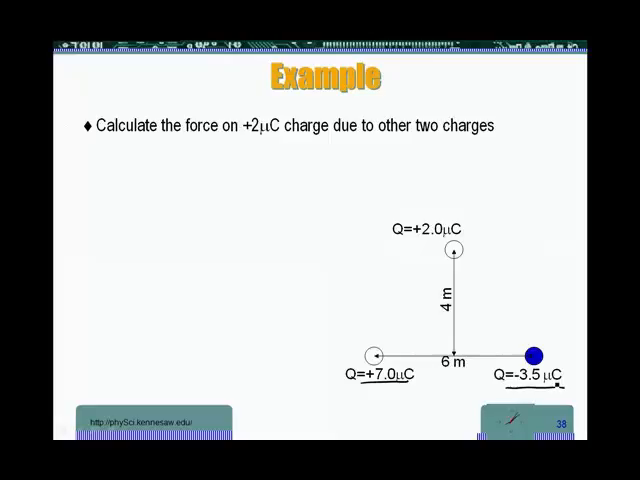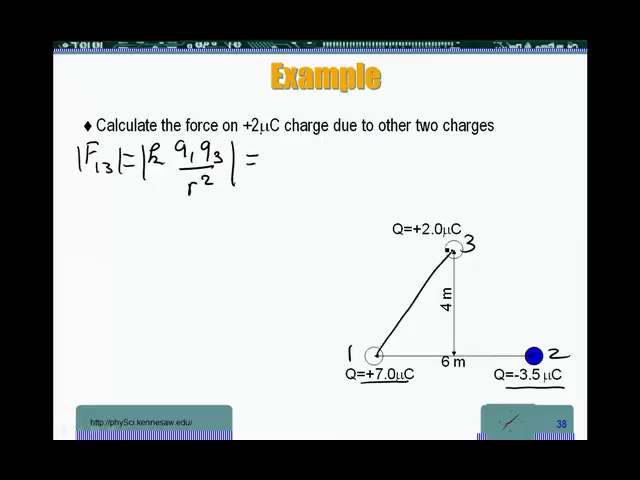Let's call the charges 1, 2, and 3. The force exerted by charge 1 on charge 3 is going to be given by k Q1 Q3 over R squared. Remember, we are using absolute values, trying to find the magnitudes. Now what would R be? R would be the distance separating them. Since this is halfway, we have 3 meters here and 4 meters here. So R squared is equal to 3 squared plus 4 squared, in meters, of course. That's 9 plus 16, so R is 5 meters.